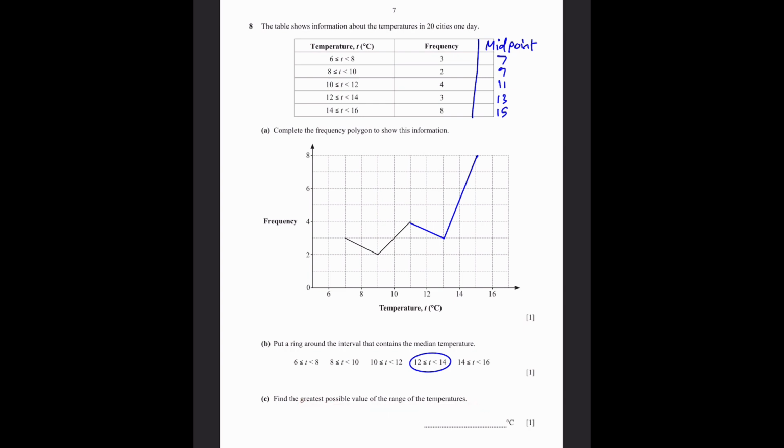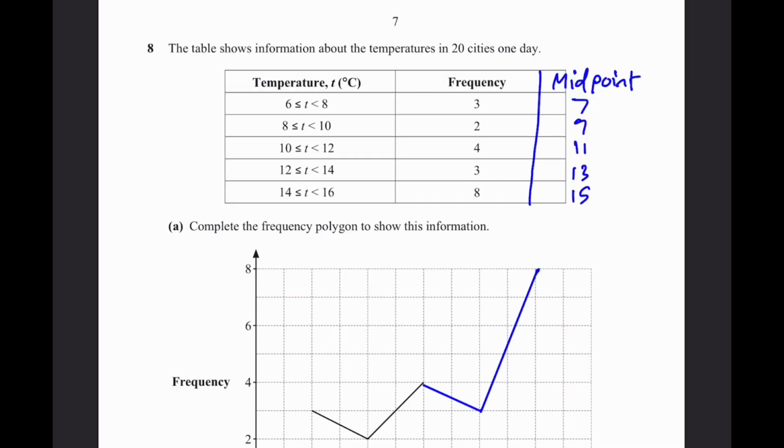That means the biggest value minus the smallest value. Biggest value is 16 because even though it's a less than sign which does not include 16, the next number just below 16 is 15.99999. It's not an integer, just a real number. And that can be simply estimated to 16, right? And the lowest value is 6. So the greatest possible value of the range will be 16 minus 6, which is equal to 10 degrees Celsius. That's the answer.